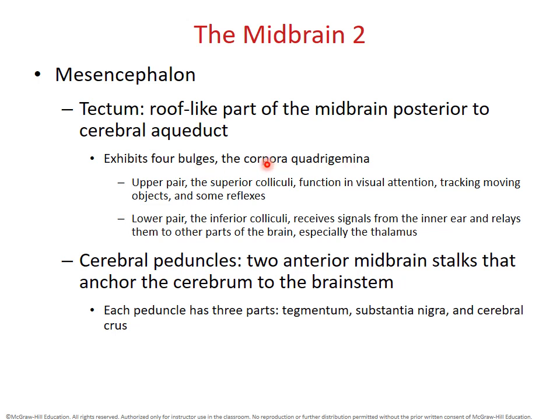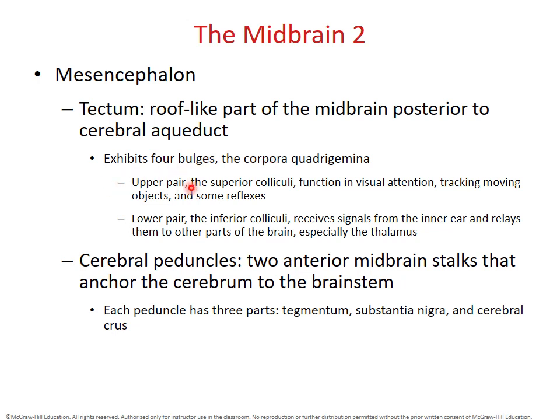If you break this word corpora quadrigemina down, corpora means body, as in corporal punishment, right, would be physical punishment of the body. So corpora means bodies, it's plural. Quadra means 4. Gemina is Gemini, that's twins. So it's 4 twinned bodies. In other words, 2 pairs of bumps.